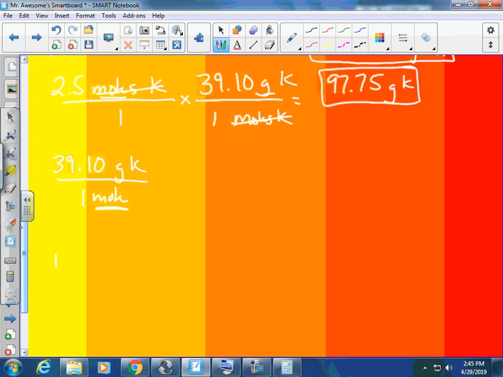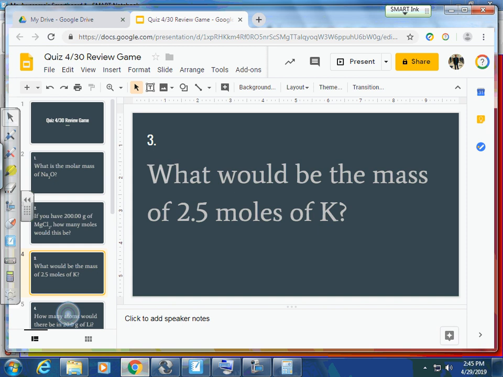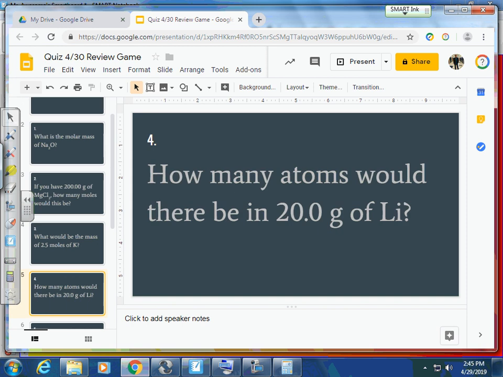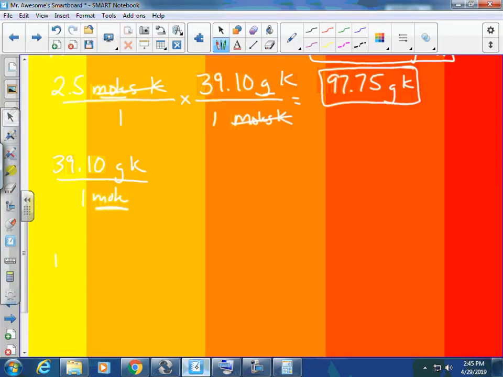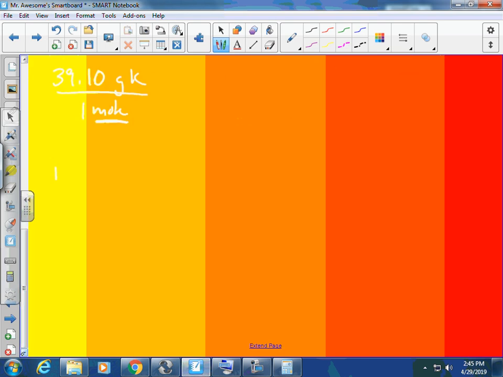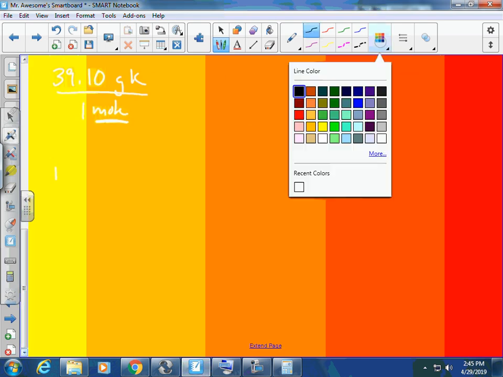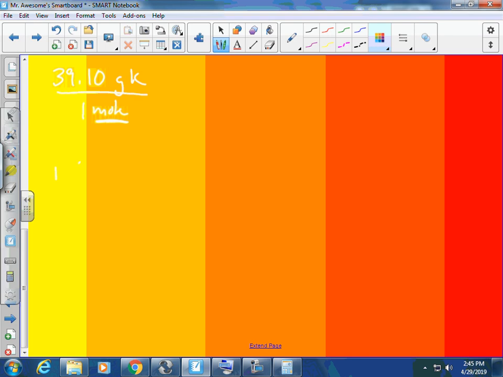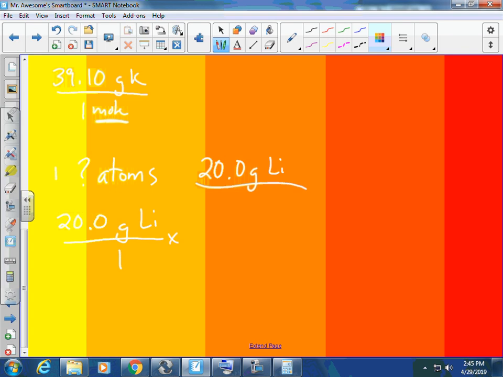All right, so the next question. I have how many atoms would be in 20 grams of lithium? How many atoms? That's what we're trying to find. That's our goal. And we have 20 grams of lithium. So this tells me what I actually have. I'm going to start with that. So 20.0 grams of Li over 1. And again, I see grams there. That means grams have to go on the bottom.